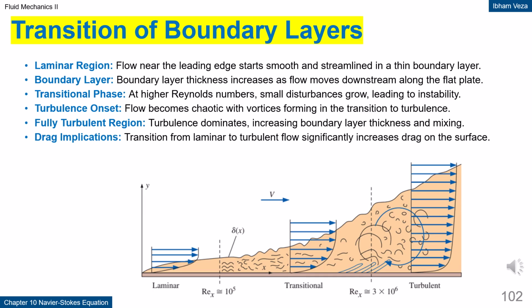Transition of boundary layers. The boundary layer is initially laminar near the leading edge. As distance and local Reynolds number increase, small disturbances begin to grow. This region is called the transition region. After that, the flow becomes turbulent with much stronger mixing. This transition strongly affects friction and drag characteristics.